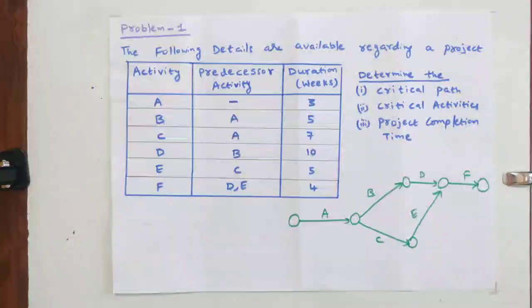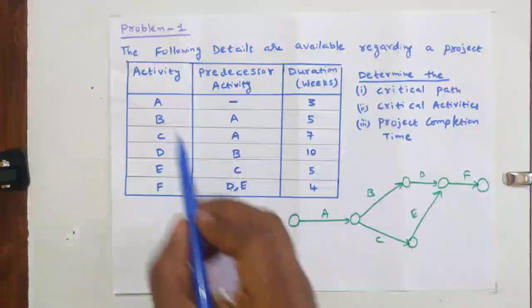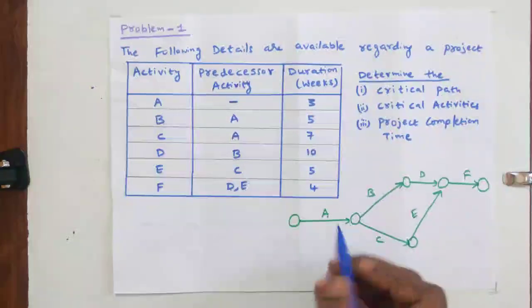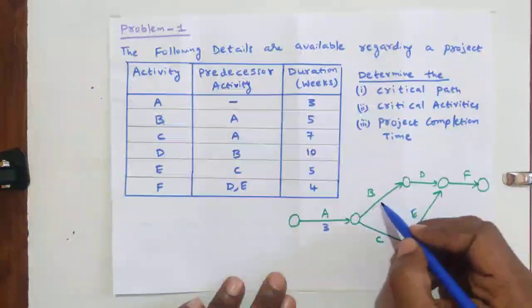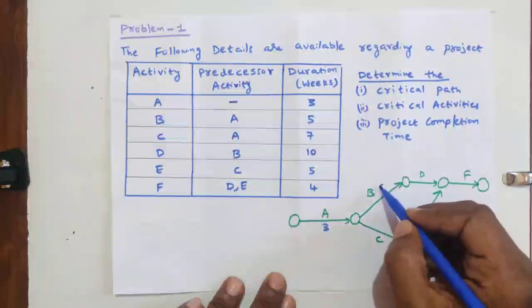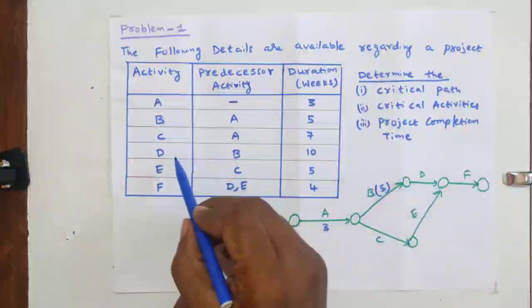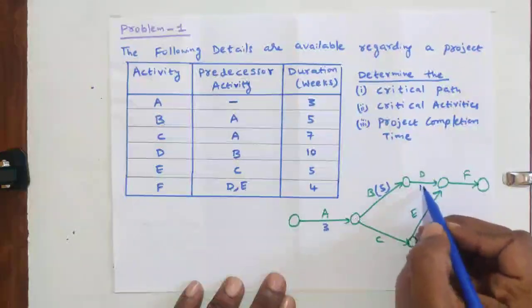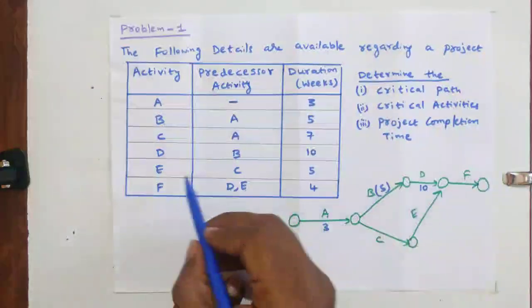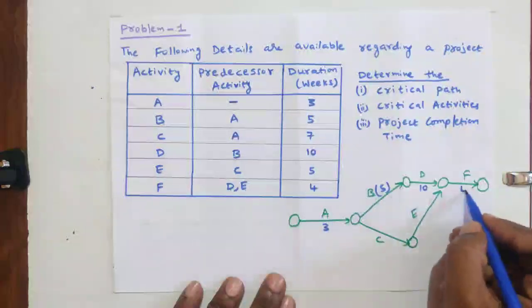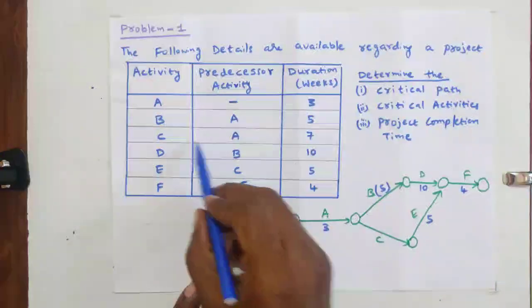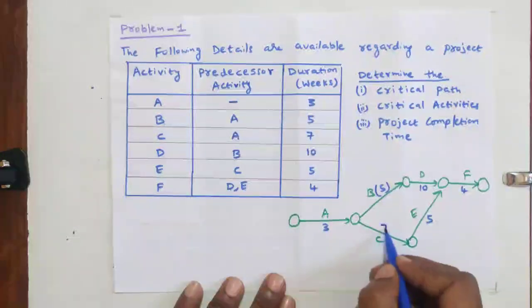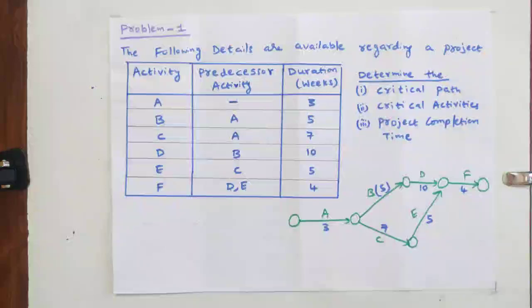After that, we will write the durations on the activities. Activity A duration is 3. Activity B duration is 5 weeks. Similarly, activity D duration is 10, and activity F duration is 4. Activity E duration is 5. Activity C duration is 7. Now the diagram is completed.